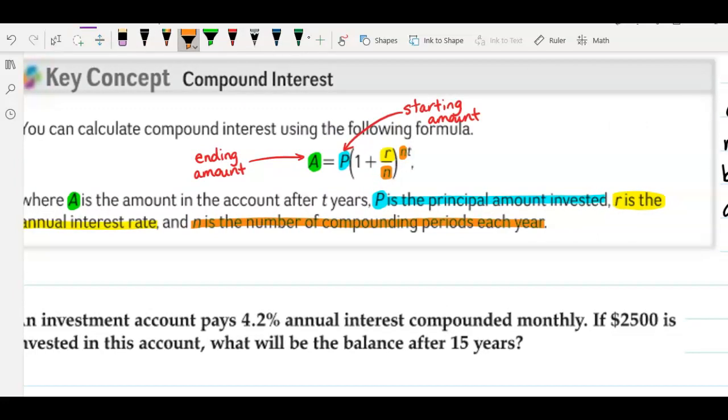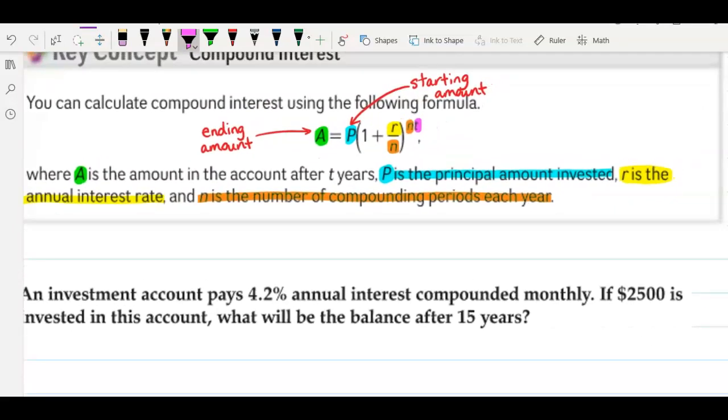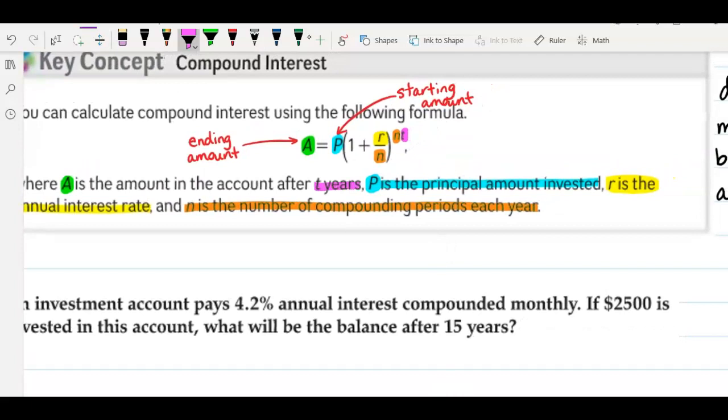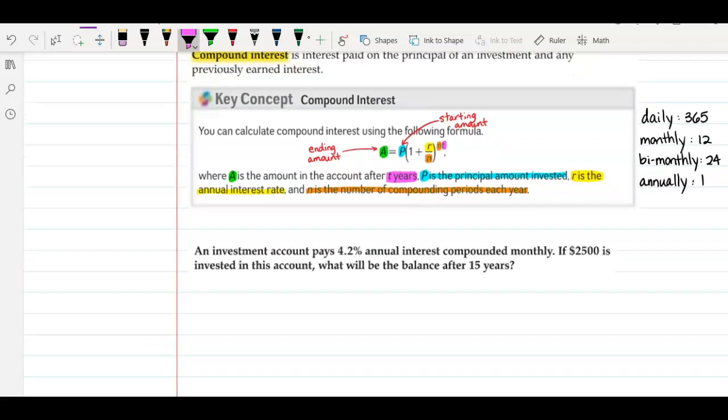T is still going to be representative of our time in years, because it says T years. So if it asks us for 6 months, T would equal 1/2. If it asks us for 3 months, T would equal 1/4, because 3 months is 1/4 of a year.